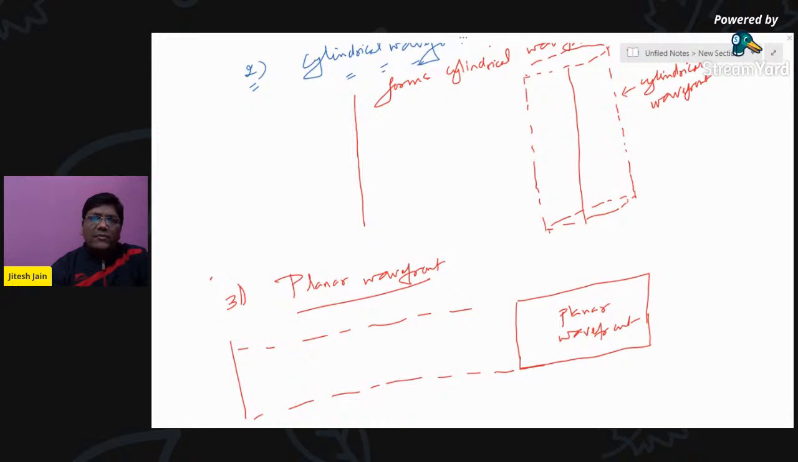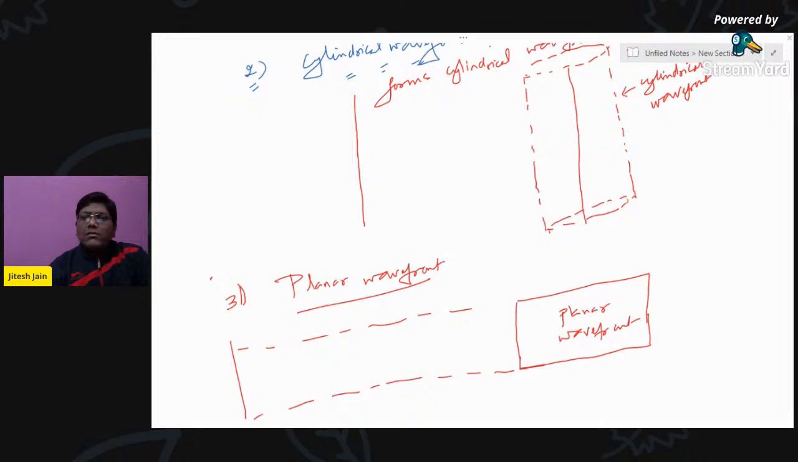When a cylindrical wavefront is seen from a very far distance, or you can say the linear source of light is seen from a very, very far distance, then it is basically the planar wavefront, dear students, right?